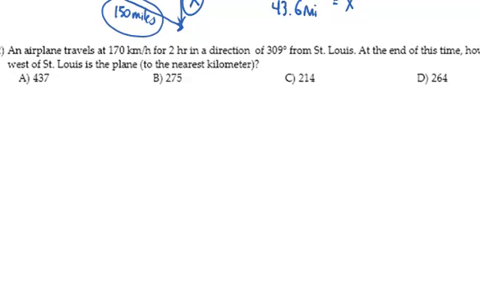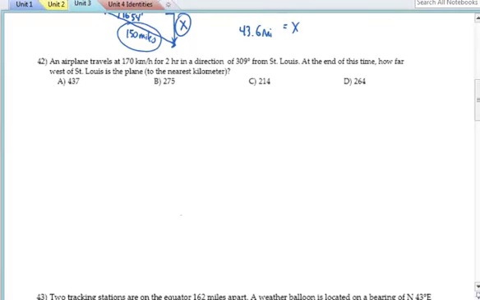The next problem is very similar. It uses a compass heading of 309 degrees and a rate of 170 kilometers per hour. It takes off from St. Louis, so we'll say St. Louis, and the plane takes off on a compass heading of 309 degrees. This is north, and a 309 degree compass heading would bring you around to facing the northwest.